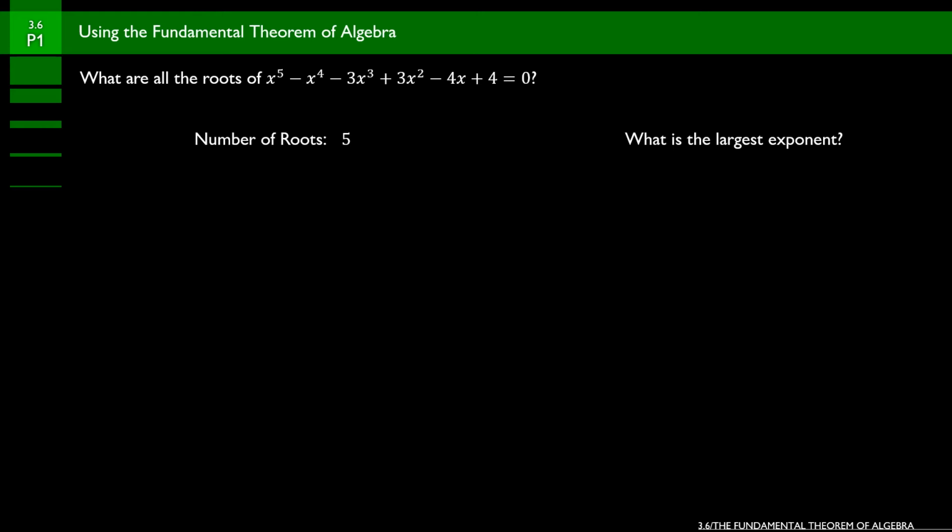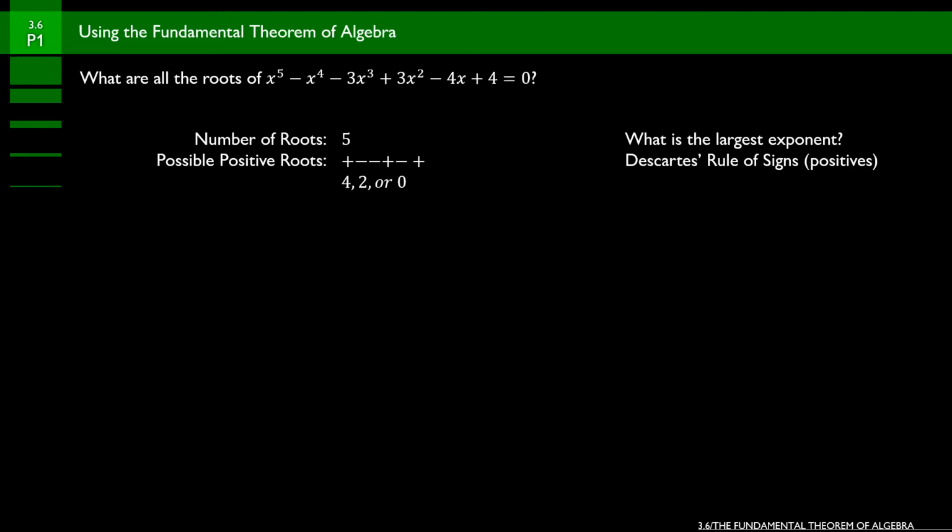The next thing we're going to look at is what are the possible positive roots? To do this, we're going to use Descartes' rule of signs. So we've got positive, negative, negative, positive, negative, positive. What that tells us is that there are 4 sign changes. So if you've got 4 sign changes, you can have 4 positive roots, 2 positive roots, or 0 positive roots.